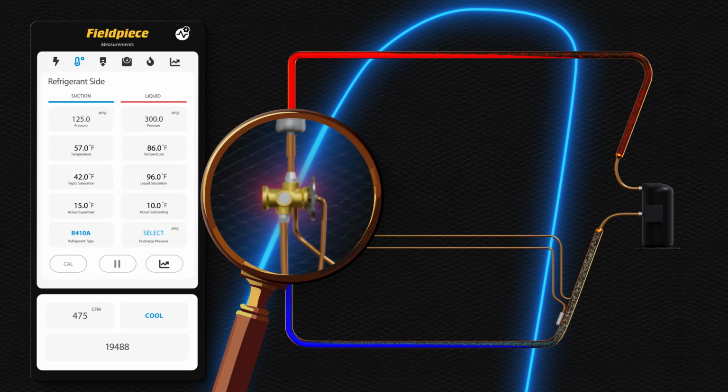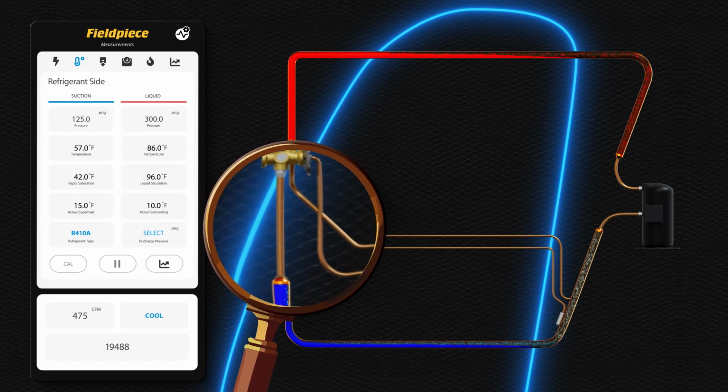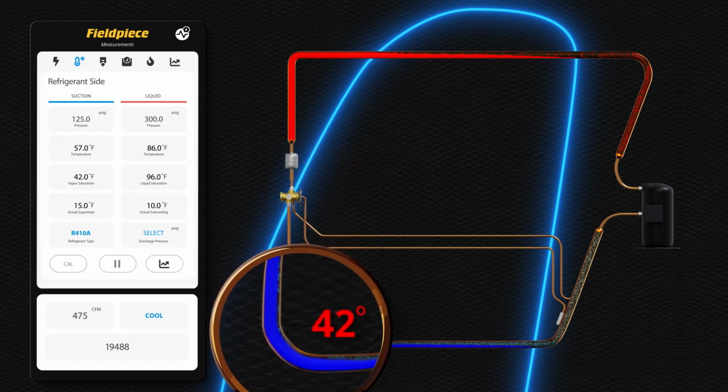The TXV reduces the pressure of the refrigerant and meters the amount of refrigerant into the evaporator. The change in pressure converts a small amount of liquid into vapor. The refrigerant, when leaving the TXV, is a low pressure, saturated refrigerant. The refrigerant travels from the TXV through the distributor tubes and into the evaporator.